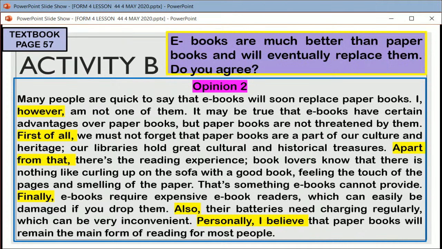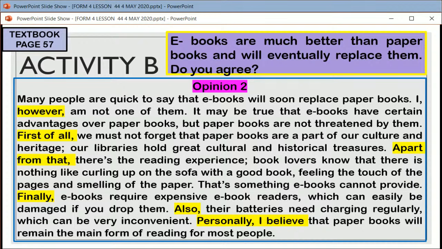First of all, we must not forget that paper books are a part of our culture and heritage. Our libraries hold great cultural and historical treasures. Apart from that, there's the reading experience. Book lovers know that there is nothing like curling up on the sofa with a good book, feeling the touch of the pages and smelling the paper. That's something ebooks cannot provide.